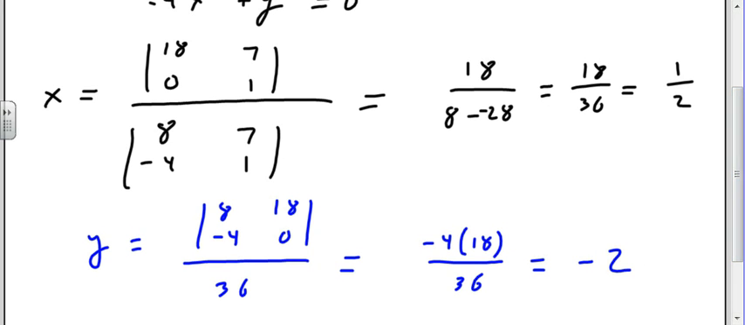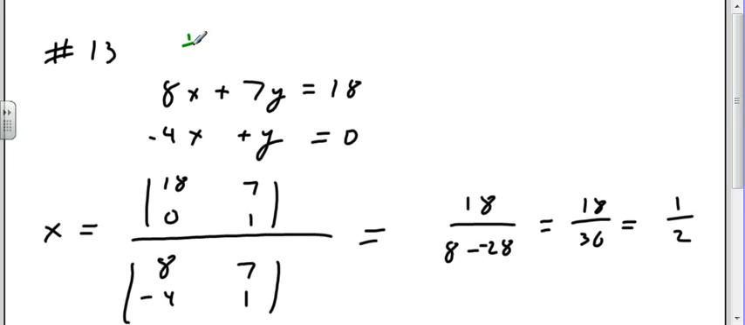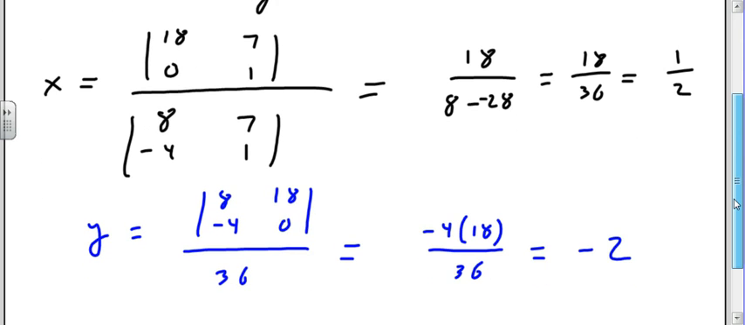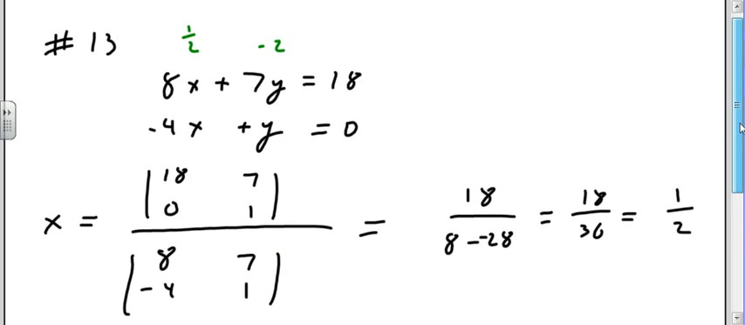All right, we're going to go back and check our work. 1/2 minus 2. So 1/2 minus 2 does not make 18. 1/2 minus 2 does not make 0. So what did I do wrong?